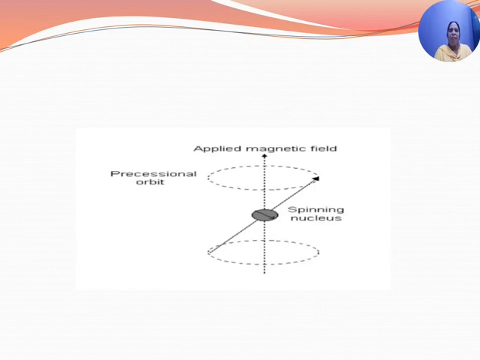So this is the applied magnetic field. The spinning nucleus, the hydrogen atom, spins. Because of the applied magnetic field, radio signals are generated.